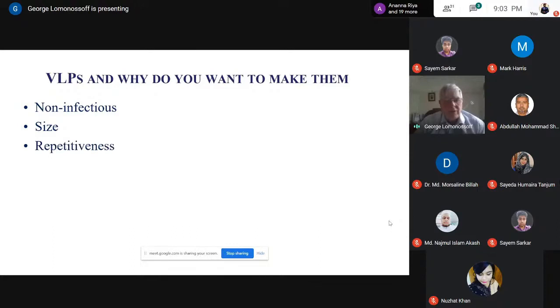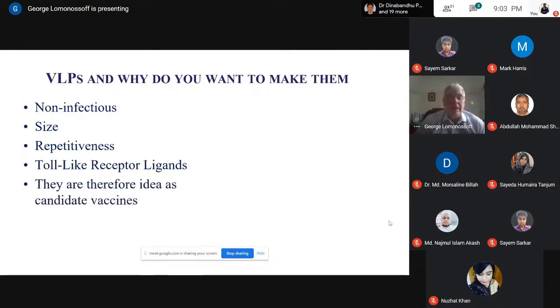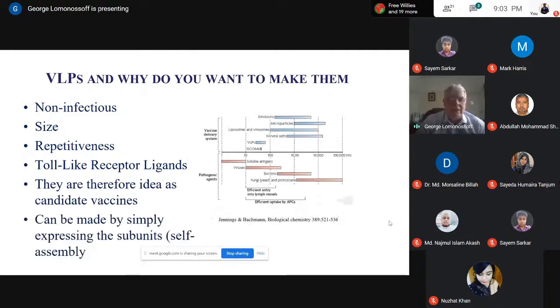They have a repetitive structure, multiple copies of one or a few coat proteins. Again, very good for recognition by the immune system, toll-like receptor ligands. Therefore, ideal as vaccine candidates. And here just gives you an idea from a review by Bachmann and Jennings.